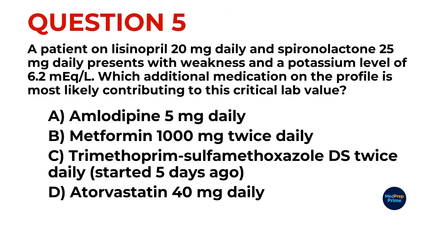A patient on lisinopril 20 mg daily and spironolactone 25 mg daily presents with weakness and a potassium level of 6.2 mmol/L. Which additional medication on the profile is most likely contributing to this critical lab value? Option A, amlodipine 5 mg daily. Option B, metformin 1000 mg twice daily. Option C, trimethoprim-sulfamethoxazole DS twice daily, started 5 days ago. Option D, atorvastatin 40 mg daily.